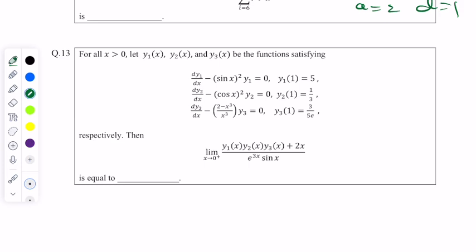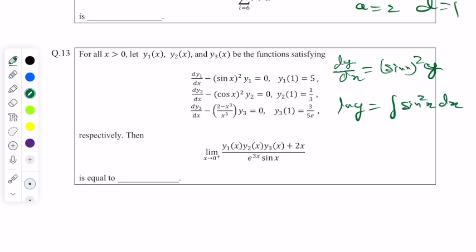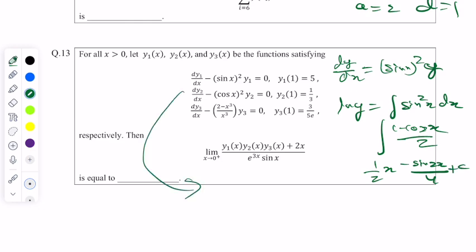We have dy by dx. So if I write down the equation, I'm getting dy by dx equal to sine of x whole square into y. So I'll get ln y equal to integral of sine square x dx. I can just write sine square x in terms of 1 minus cos 2x by 2. We have to integrate this, so I'll get half x minus sine 2x by 4 plus c. In a similar way, I think we can simplify this. Again, straightforward, it will be just 1 plus cos 2x by 2.